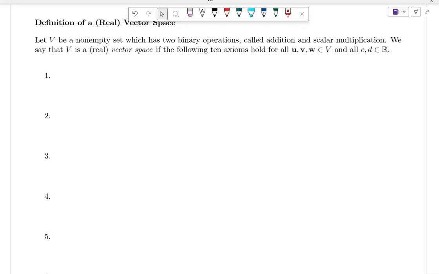All right, so this section talks about what a lot of books will call abstract vector spaces.